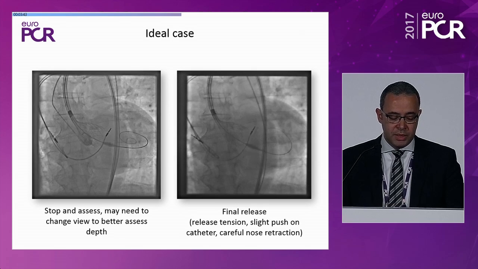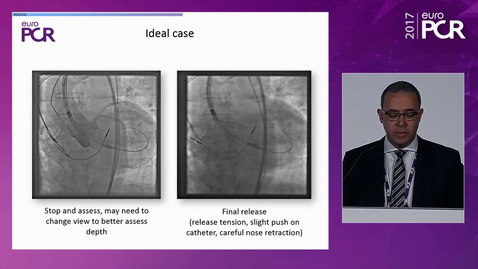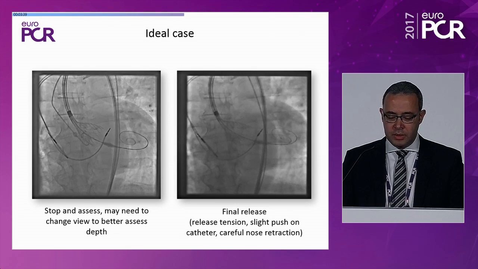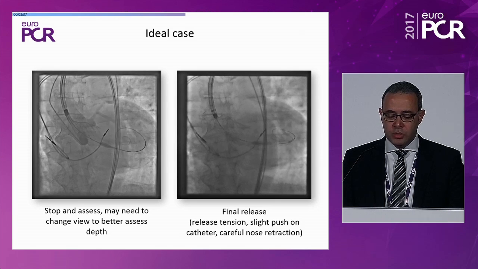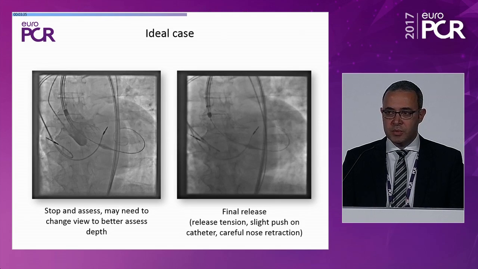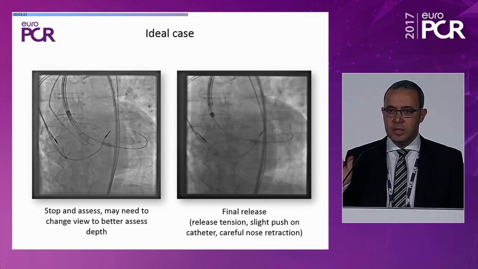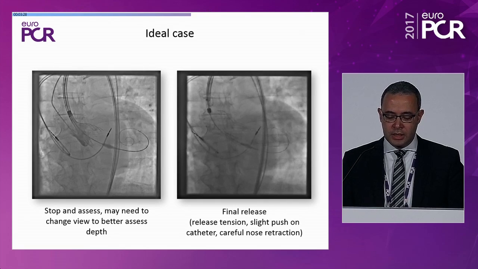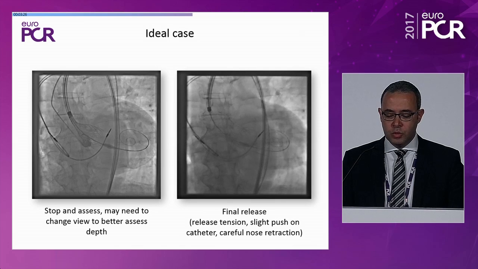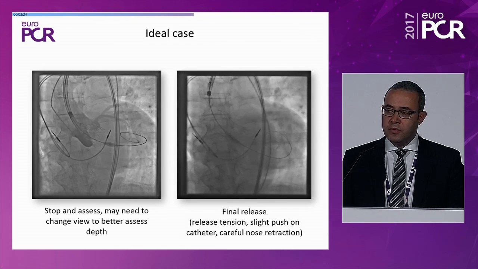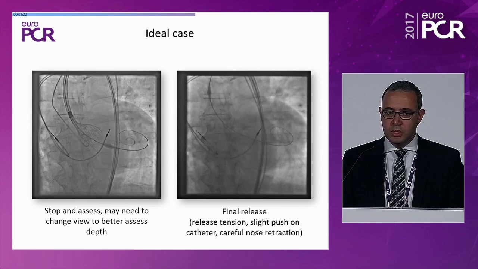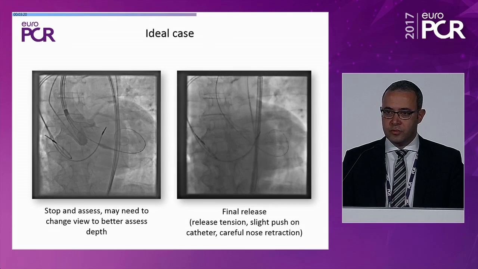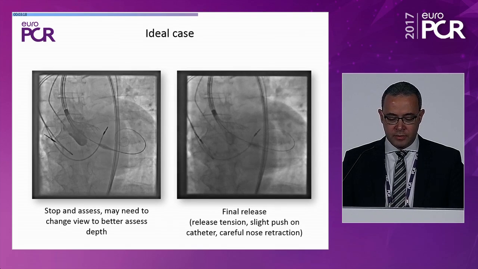you have to, in my opinion, stop and assess. You may need to change the view and make sure that you have the adequate depth. And when you release, it's very important in these types of anatomies really to follow the guidelines we all know. Release the tension, slightly push on the catheter, and most importantly also very carefully retract the nose cone to avoid any interaction with the stent frame, which may lead to malposition after final release.